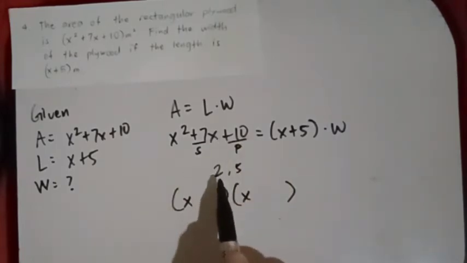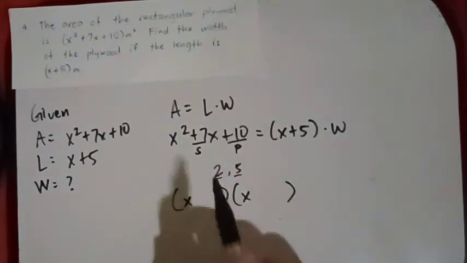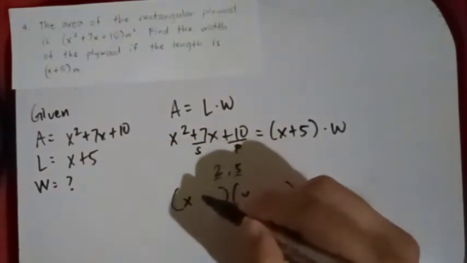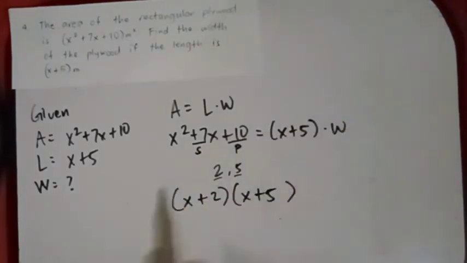Then, the last terms of the binomial are these two numbers: positive 2 and positive 5. So, we have plus 2 and plus 5. There it is. Those are the factors.